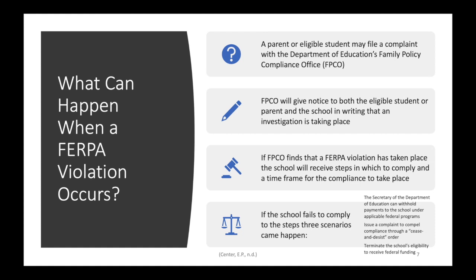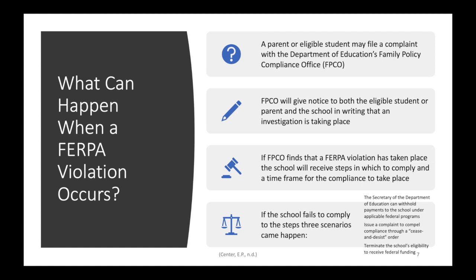So what can happen if a FERPA violation occurs? If a FERPA violation occurs, the consequences can be serious and even detrimental to an educational organization. If a FERPA violation or breach were to occur, parents or eligible students can file a complaint with the Department of Education's Family Policy Compliance Office. This is also known as FPCO for short.